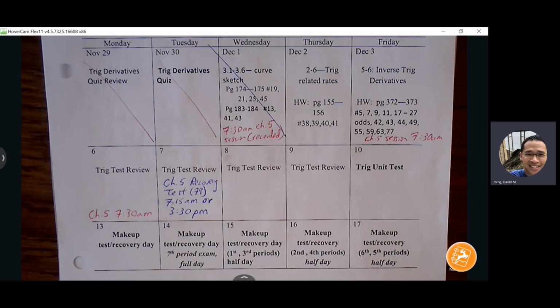But you can also choose to wait until you get your trig test and let that recover or replace your lowest test grade. All next week, we're just going to be reviewing for our test. So the trig unit test will be next Friday. We'll start reviewing on Monday. We have 4 days to review.